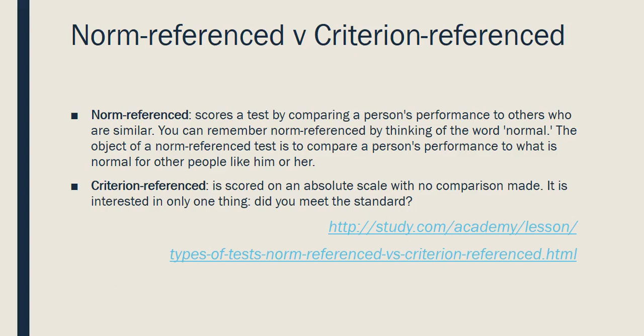Then there's norm referenced versus criterion referenced. Norm referenced is where you're comparing someone to another person, and you're looking to see who is higher and who is lower. Norm referenced isn't particularly important in terms of deciding if a student has mastered concepts. What it does is it lets you know where you are in comparison to other people.